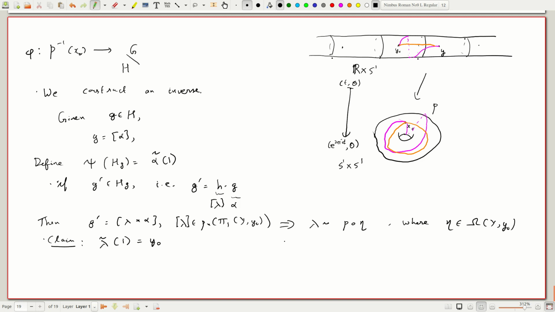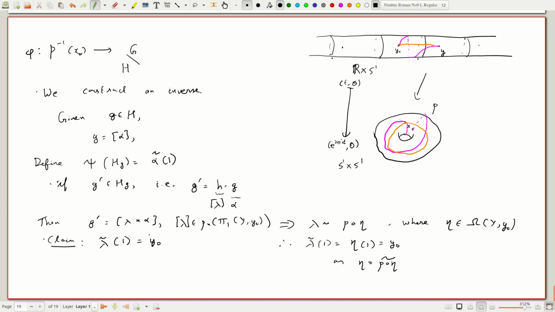Therefore lambda tilde of 1 is going to be equal to eta tilde of 1. But eta tilde of 1, sorry, I said eta tilde, simply eta of 1. Why is that? Because eta is just the lift of P composed with eta tilde beginning at 0, but eta is a loop, so this is just y0. So we are nice.